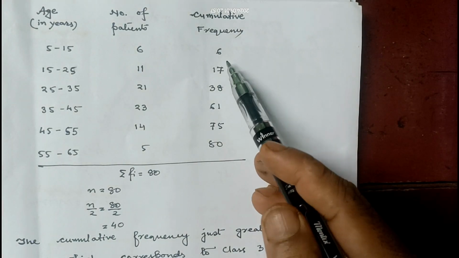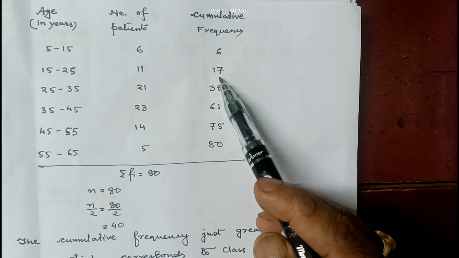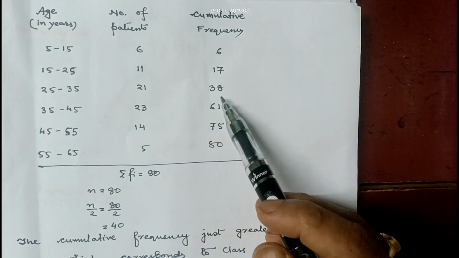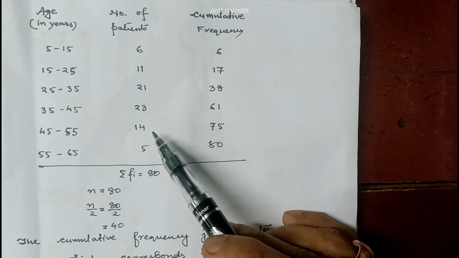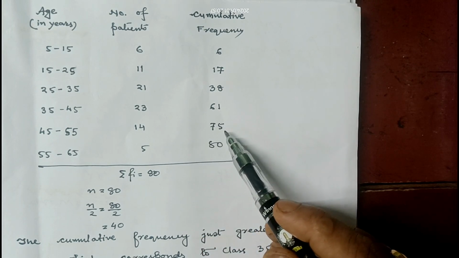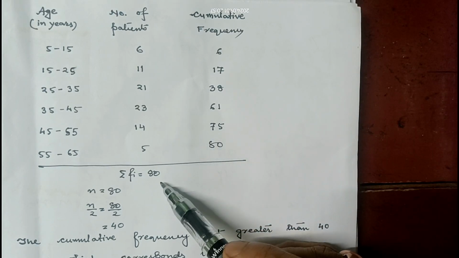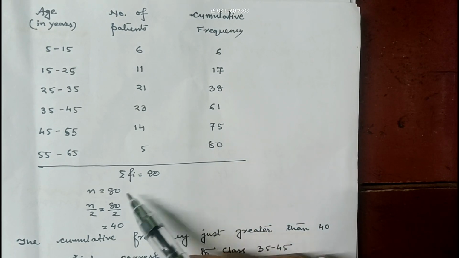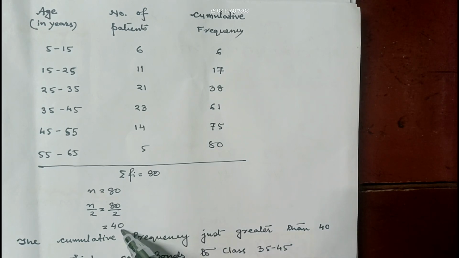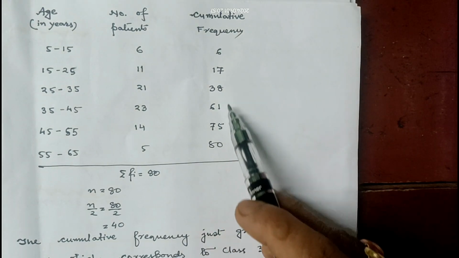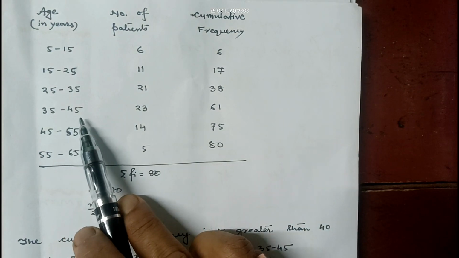Now to calculate the cumulative frequency, 6 will remain 6, 6 plus 11 will give 17, 17 plus 21 will give 38, 38 plus 23 will give 61, 61 plus 14 will give 75, and 75 plus 5 is 80. So sum of frequencies will be 80. So total number of patients is 80, so we can write n equals to 80. So n by 2, 80 by 2, that is 40. Now the cumulative frequency which is just greater than 40 is 61. So 35 to 45 is the median class.